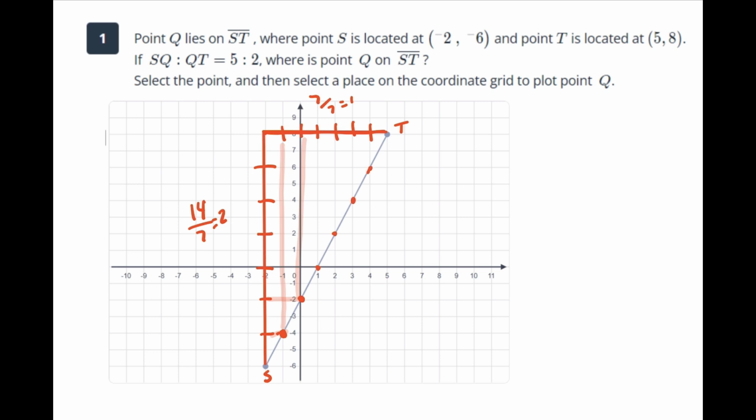So now if you look, here's 1, 2, 3, 4. Let's try that again. 4, 5, 6, 7 sections. Okay, it wants it 5 to 2. 5 plus 2 is 7. So this point right here makes 5 to 2. So this would be point Q. And if it wants to know what the coordinate is, it is 3, 4.